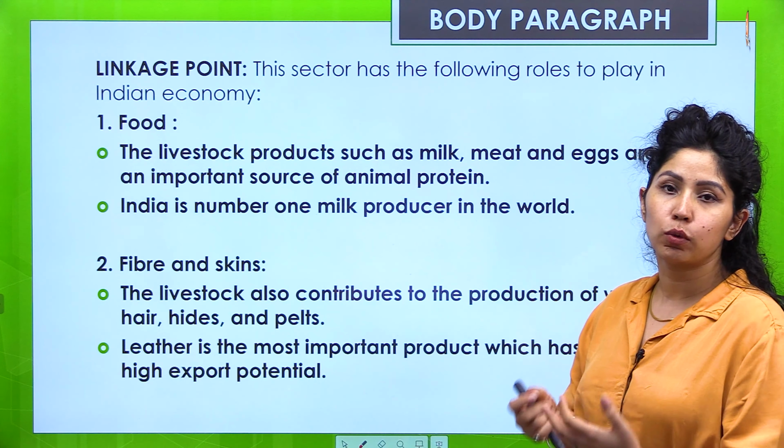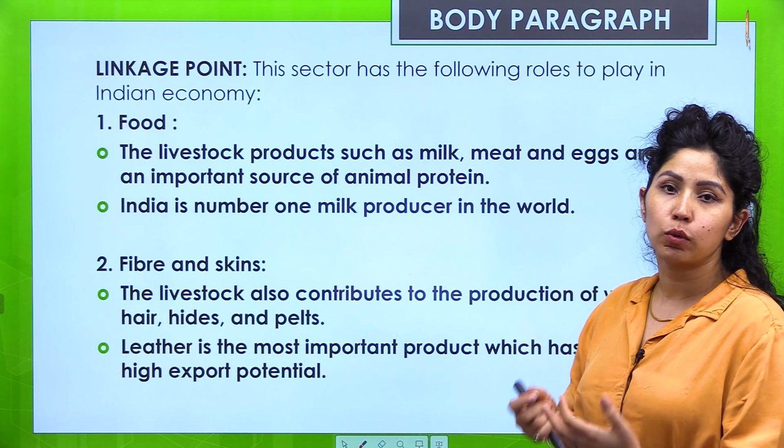Obviously livestock contributes a great share in providing food. The livestock sector provides a rich source of proteins through milk, meat and eggs, which are important sources of animal protein. And then you can substantiate it with some data, that India is the number one milk producer in the world. Even if this line is deleted, that will not make much difference.